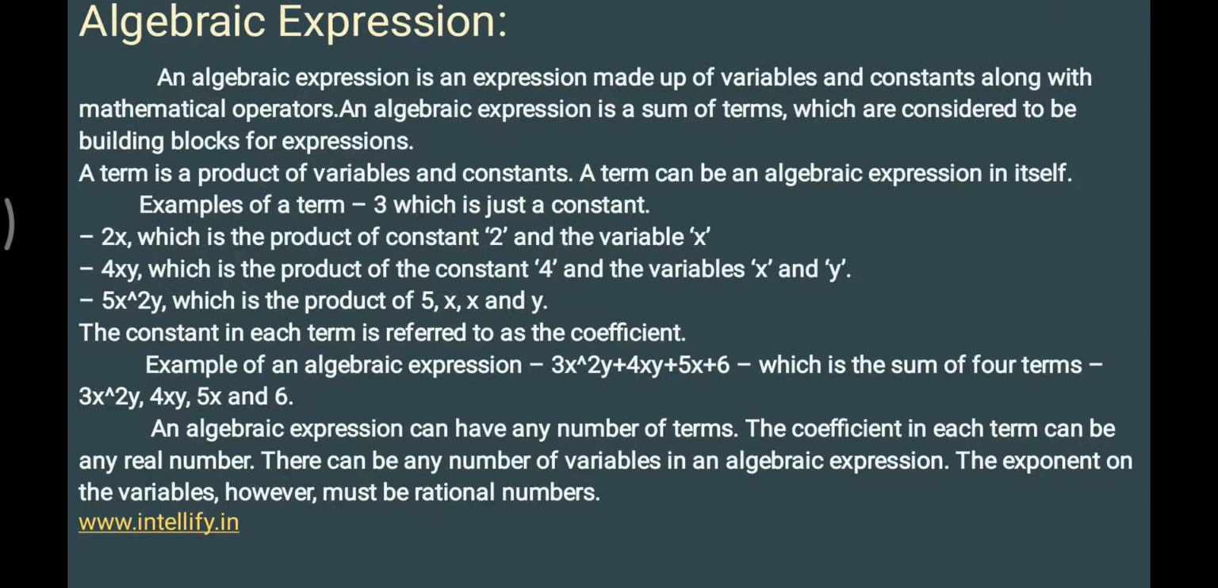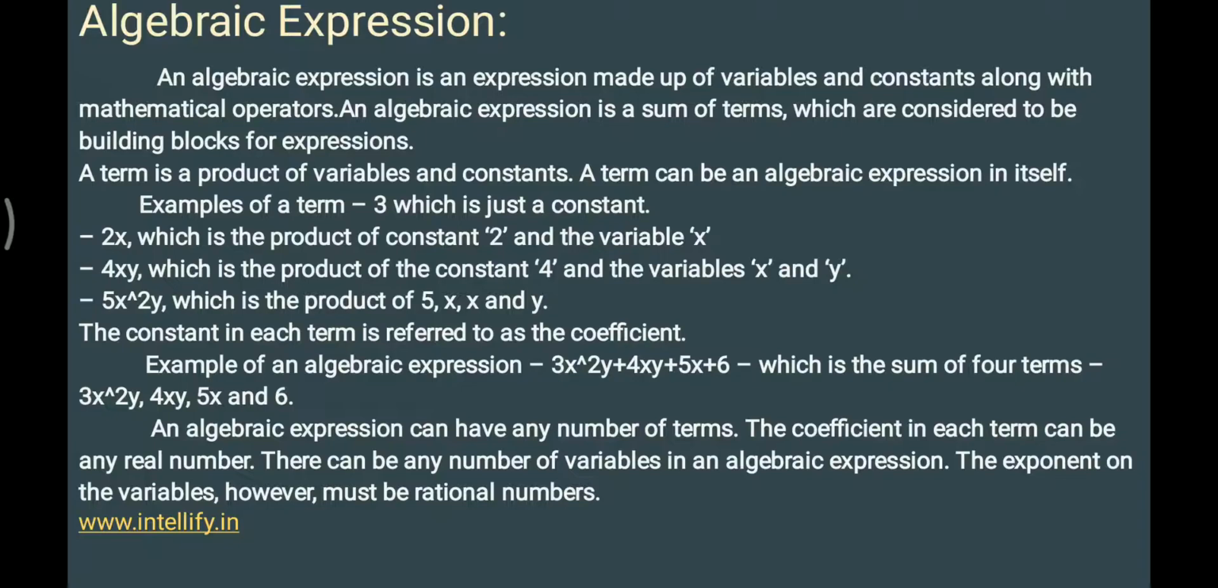Firstly, what is an algebraic expression? An algebraic expression is an expression made up of variables and constants along with mathematical operators. Here we can see that an algebraic expression consists of variables and constants with mathematical operators like plus, minus, etc. An algebraic expression is a sum of terms, which are considered to be the building blocks for expressions.